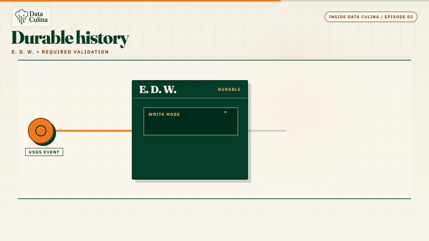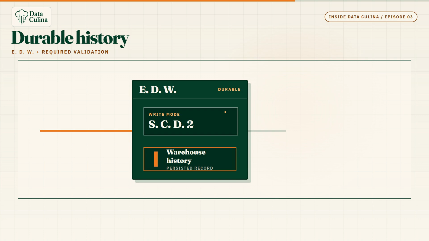Integration to EDW moves the modeled result into durable warehouse persistence. Depending on the target design, the writer can append, upsert, merge, or apply SCD to historization. This is where long-term modeled history belongs. The orange earthquake event stops being a temporary work product and becomes a governed warehouse record.